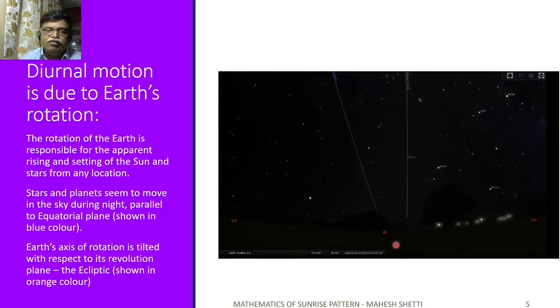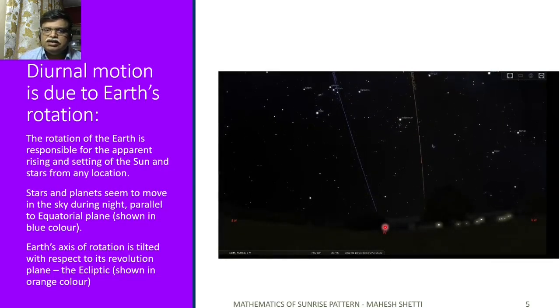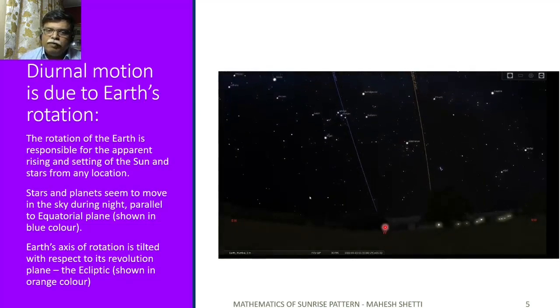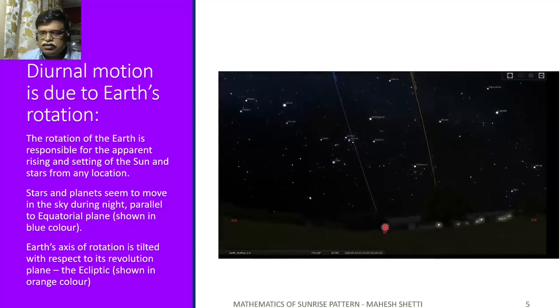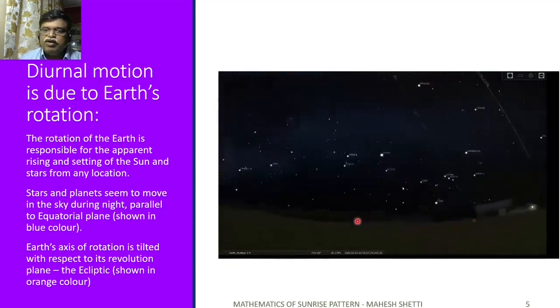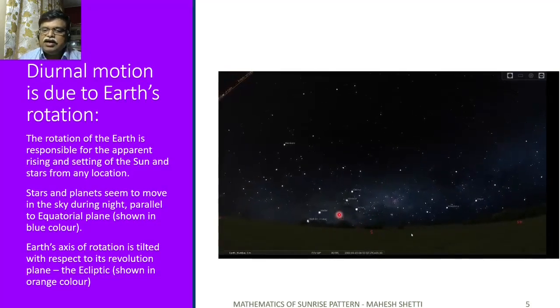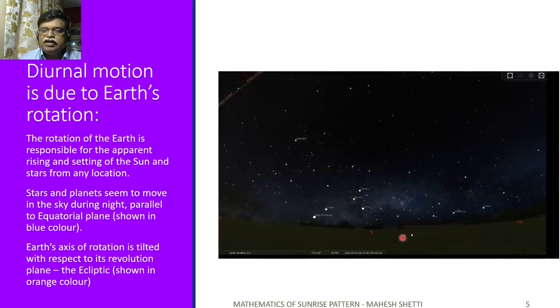Okay, and if we move towards south, then you will see again that all stars seem to be moving about the southern point. Okay, so here you could see all stars are moving parallel to equator, and in the south you see that again the motion is going to be like circular motion. Everything is moving effectively around the southern pole.